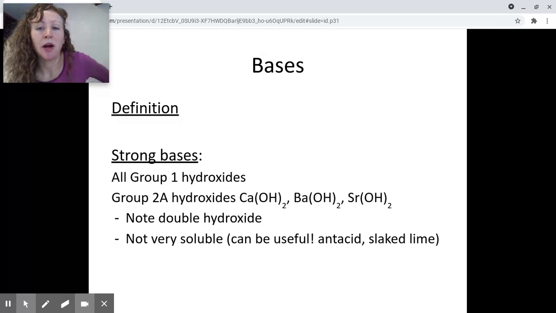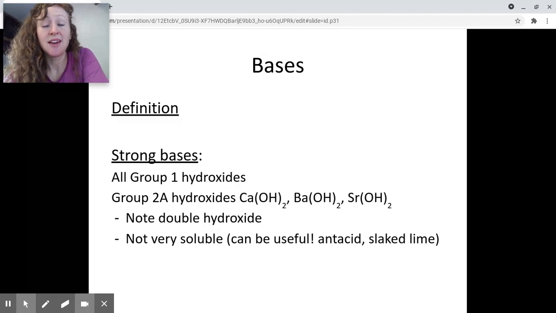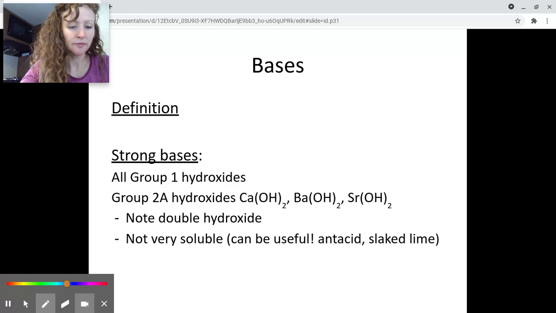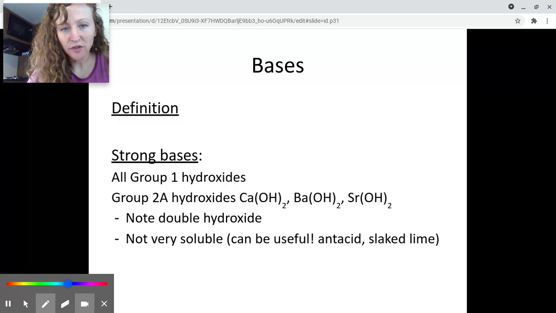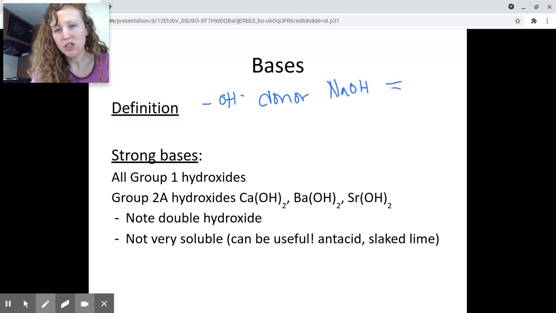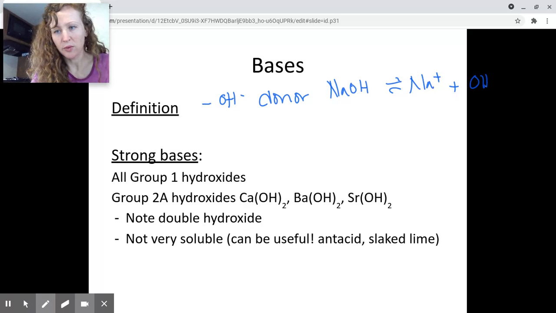Now would be a good time to pause your video and see if you can name all three definitions. What's the Arrhenius definition of a base? What's the Bronsted-Lowry? And what's the Lewis definition of a base? Okay, so the Arrhenius definition of a base is going to be an OH minus donor. That would be something like NaOH, which in the presence of water dissociates into Na plus and OH minus.